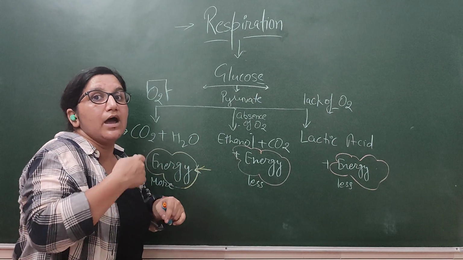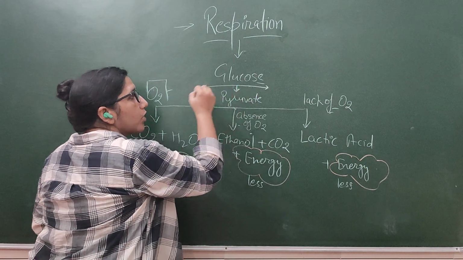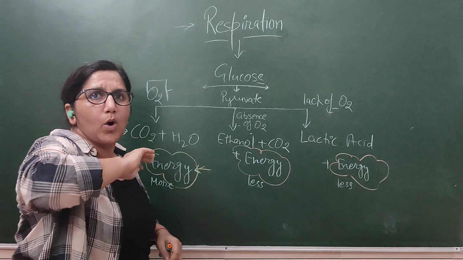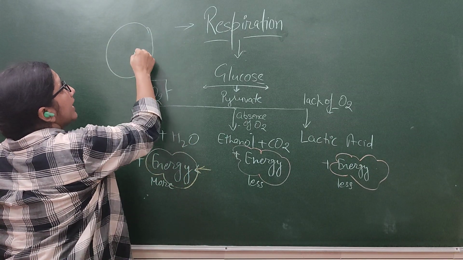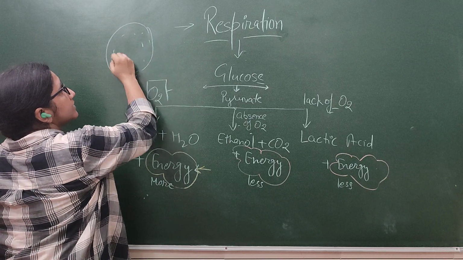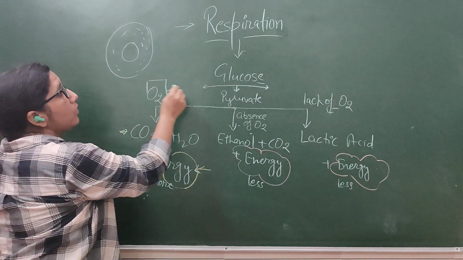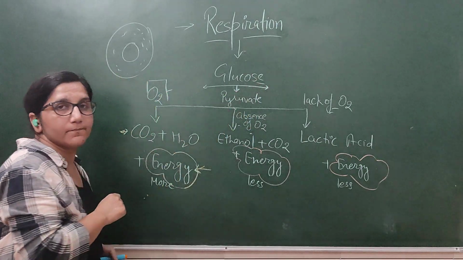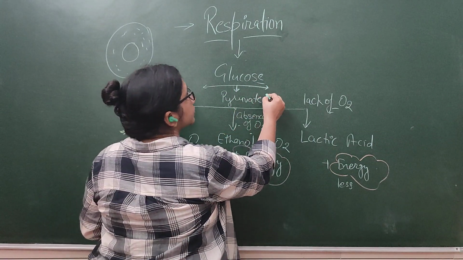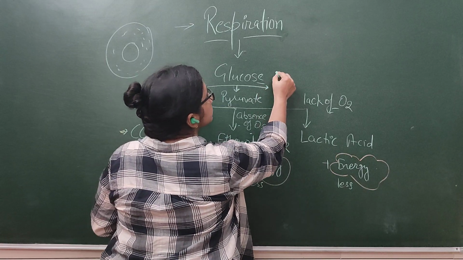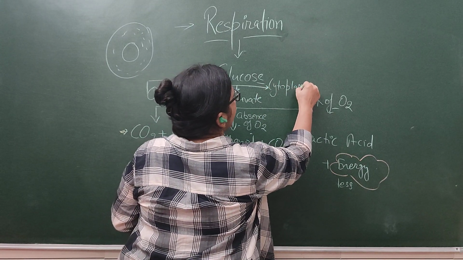Now we are going a little bit deeper. Glucose is broken down into pyruvate. Whatever the cell, there is cytoplasm. Cytoplasm is a must in the cells, then we have the nucleus. Now this conversion, or we can say breakdown of glucose into pyruvate, takes place within the cytoplasm. Okay? Understood, beta?